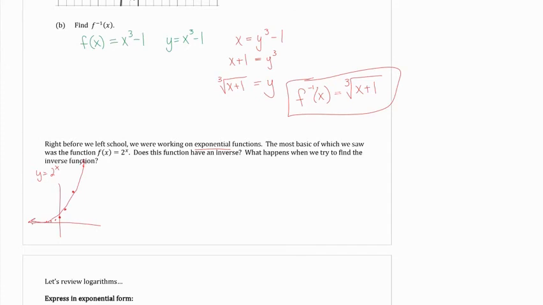Now, if I do that horizontal line test, I'll see that this does have an inverse function. But what does that look like? So let's think about it. If I had y equals 2 to the x, well, we said to find the inverse, I would switch x and y. So I want to find my inverse function. So I would do x equals 2 to the y power. And now I want to solve that for y. So how do I get the y out of the exponent?